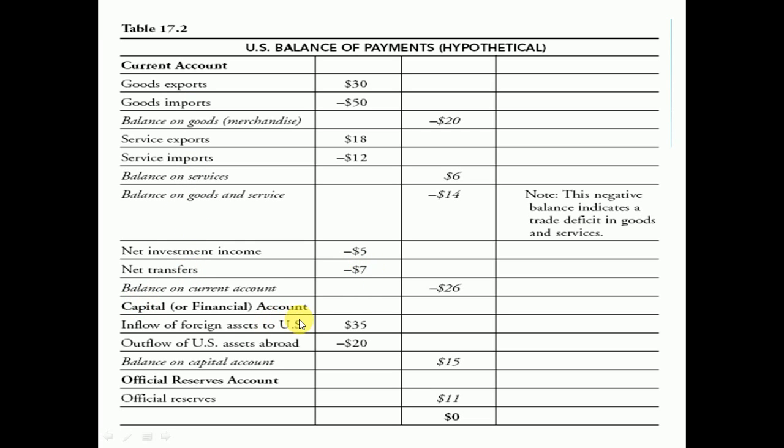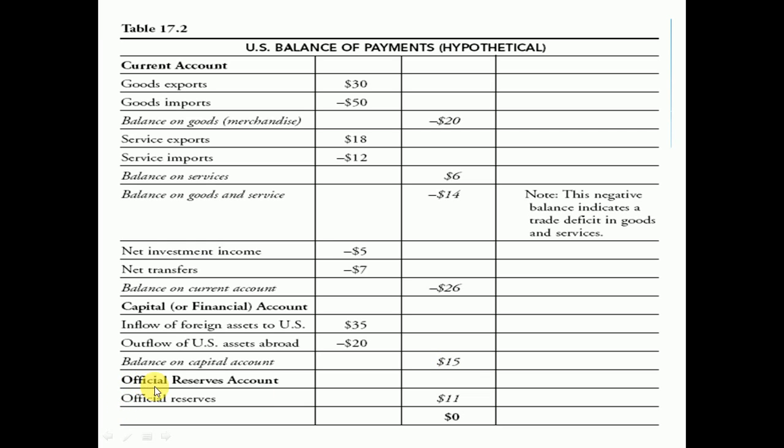Now the second component, the capital financial account. Inflows of foreign assets to the US means investments in the USA, America. Outflow of US assets abroad means US people are investing money in foreign countries, so it is minus 20 billion. 35 billion is made in USA, 20 billion is made outside USA. So the balance on capital account is 15.